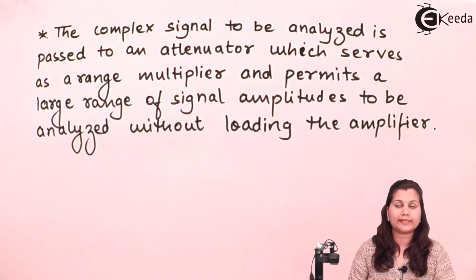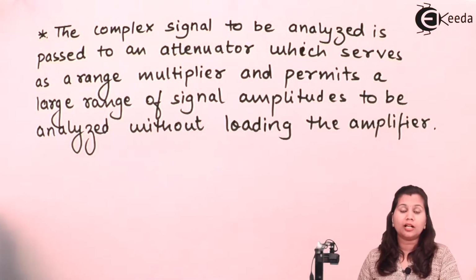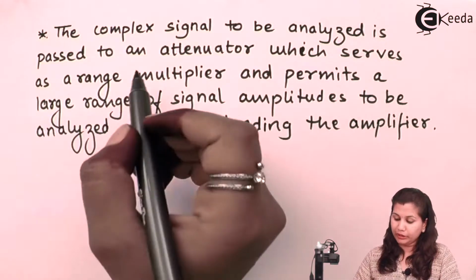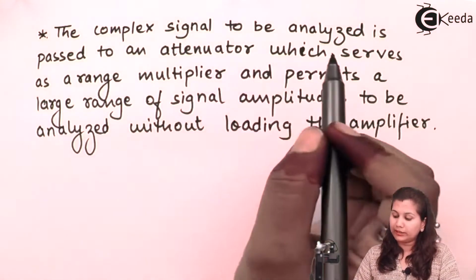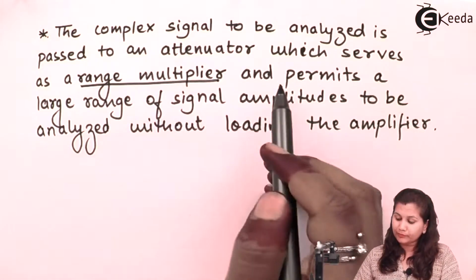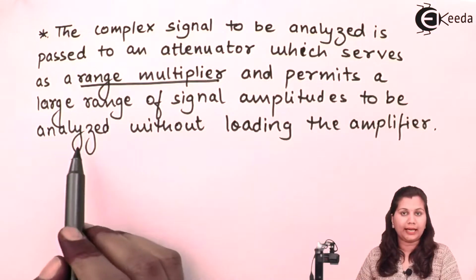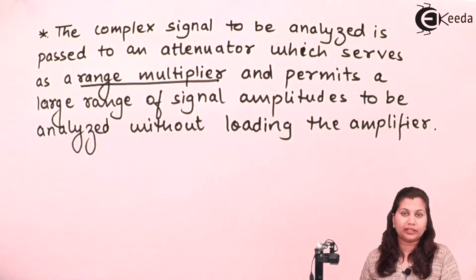So the complex signal or the complex wave which we want to analyze is first passed through the input attenuator. The function of this input attenuator is that it serves as a range multiplier, and it allows a large range of signal amplitudes to be analyzed by the instrument without loading the amplifier.